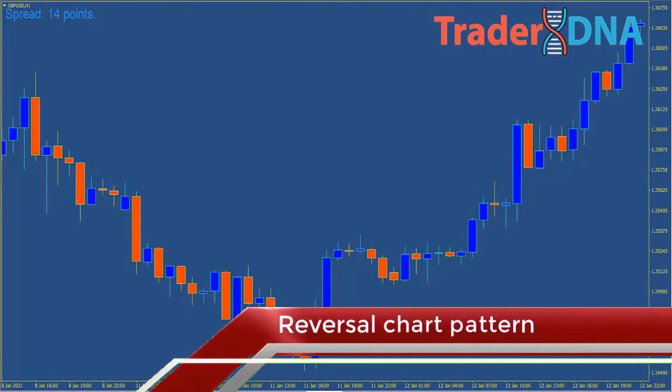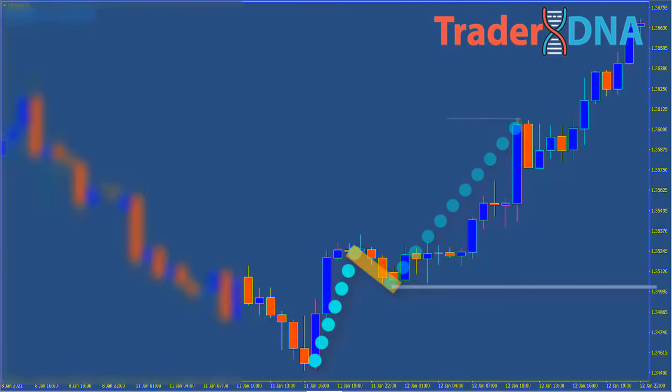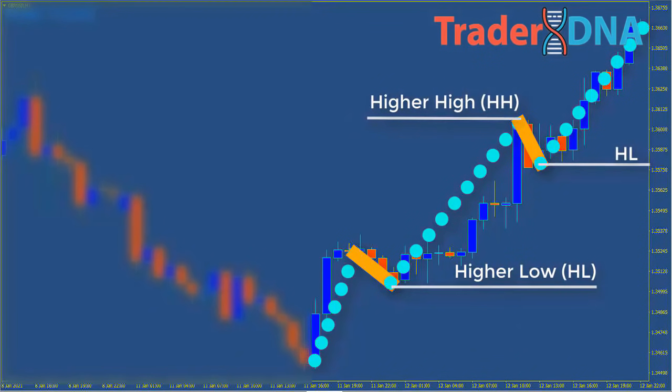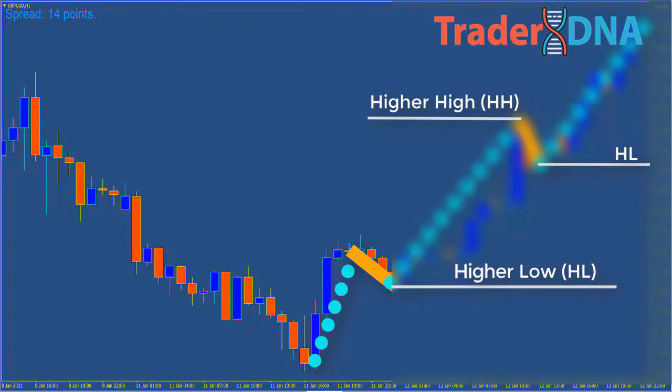First, watch for a break in a pattern of higher highs and higher lows. Market trends move in waves. These are often known as higher highs and higher lows. Or in a bearish market, lower lows and lower highs.